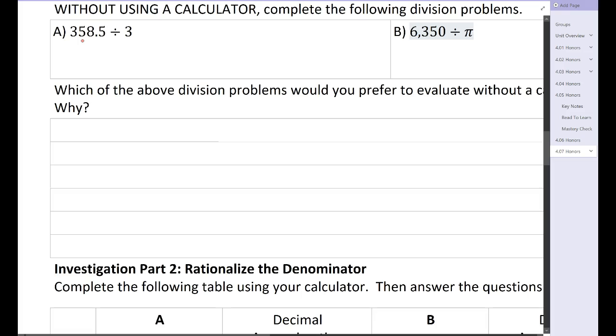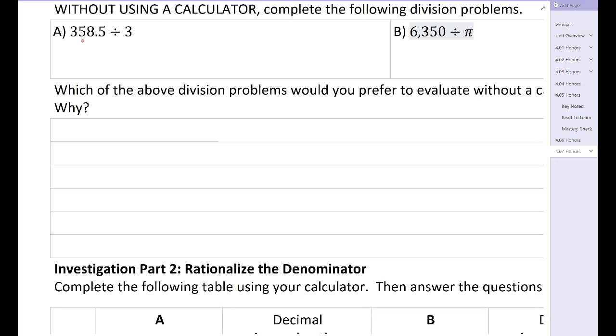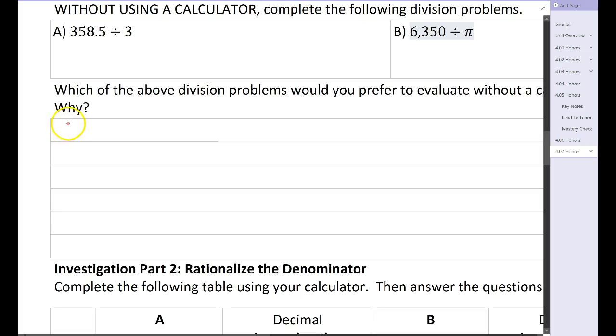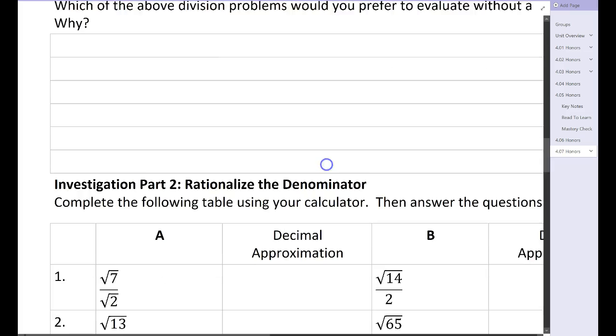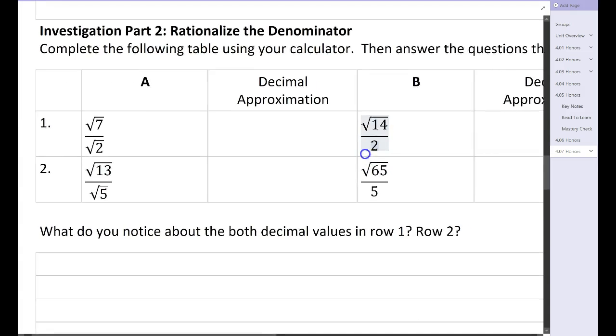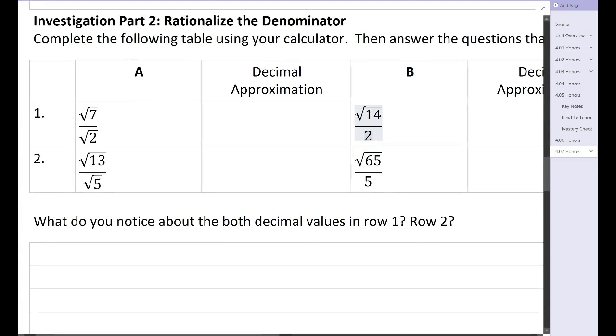So, which of the above division problems would you prefer to evaluate with a calculator, and why? Well, obviously, you can write this down, I would prefer to write and solve problem A because it's functionally possible. That leads us to this. Come down to the investigation part 2. Rationalize this denominator. You're going to use a calculator because, again, as you just learned, it's impossible for you to do this in your head.